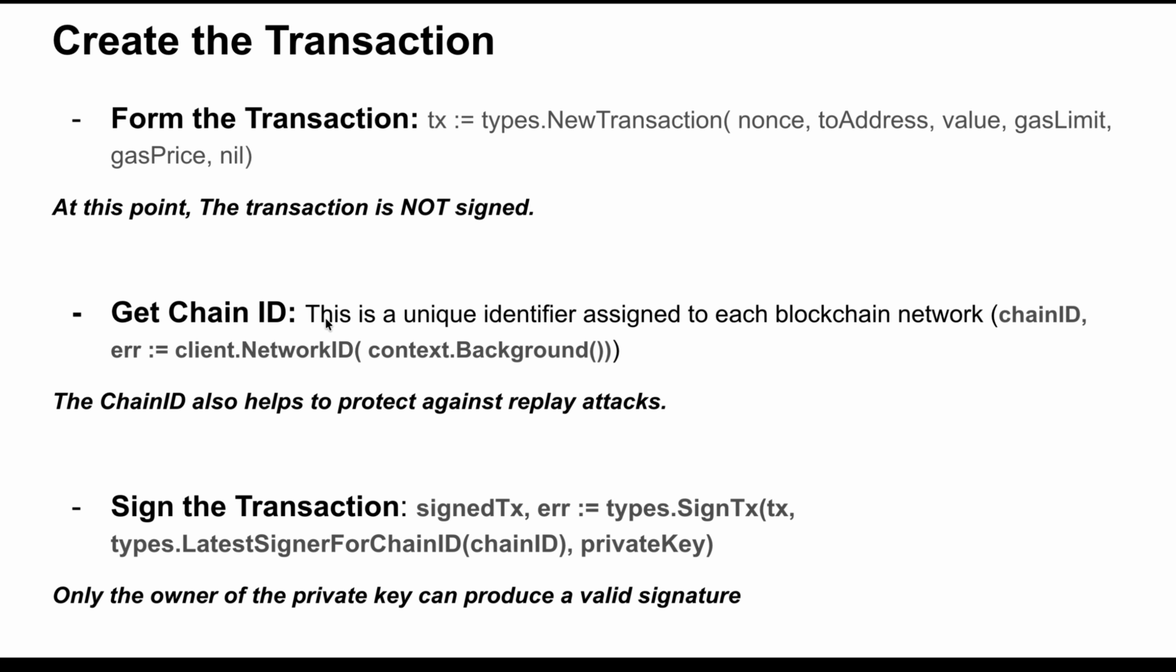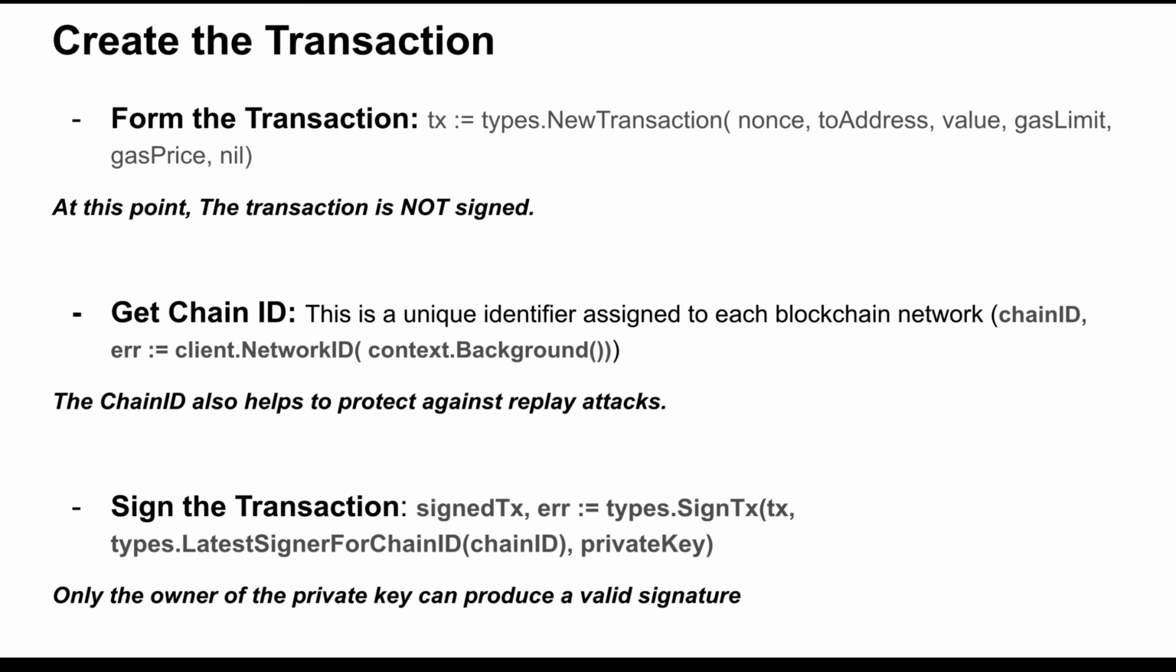So for you to sign the transaction, before you sign it, you need to get the chain ID. This chain ID is just a unique identifier assigned to each blockchain network, right? It's like you have Naira and you want to send money to USD. In a blockchain network, you have to specify what currency you're sending, and that is specified by the chain ID.